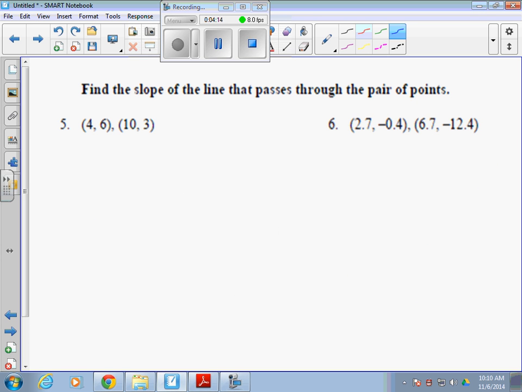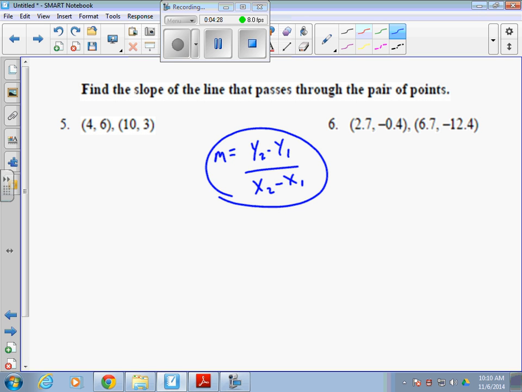Number 5, find the slope for these 2. So right there, you don't have pictures anymore. Now you got to use the slope formula. M is the change of y, so y sub 2 minus y sub 1, over the change of x, x sub 2 minus x sub 1. There's the slope formula. I'm going to have that written on the board for you tomorrow.